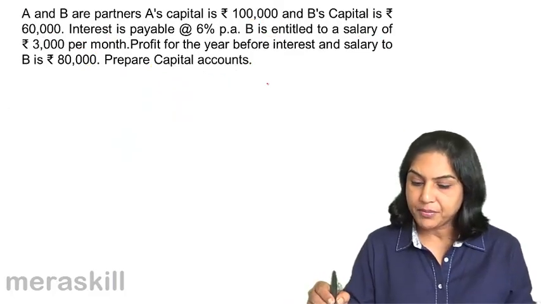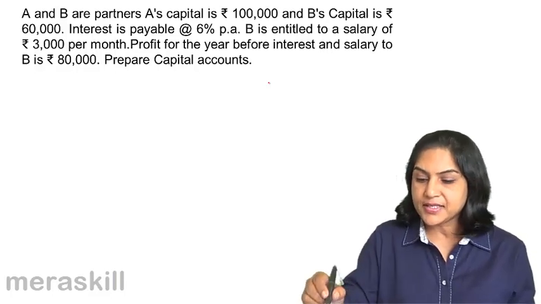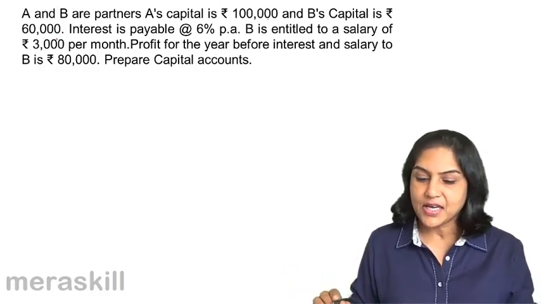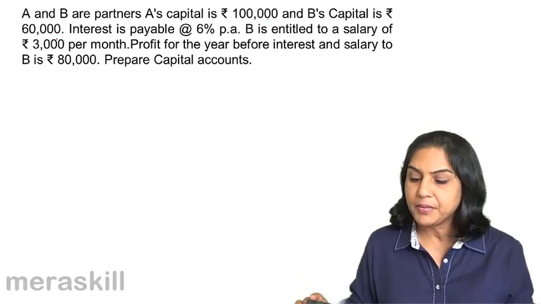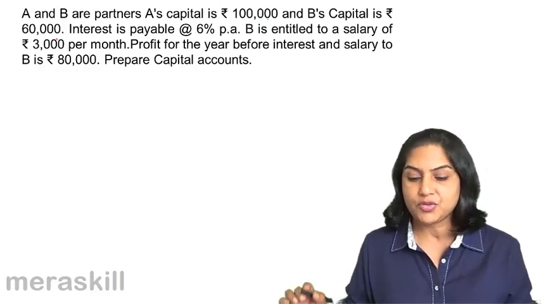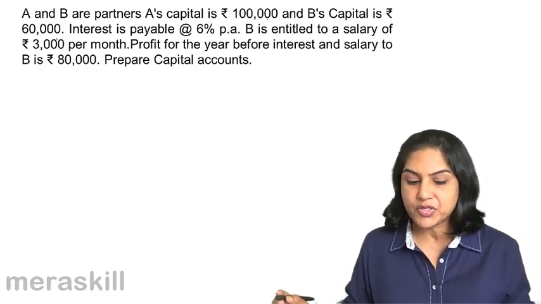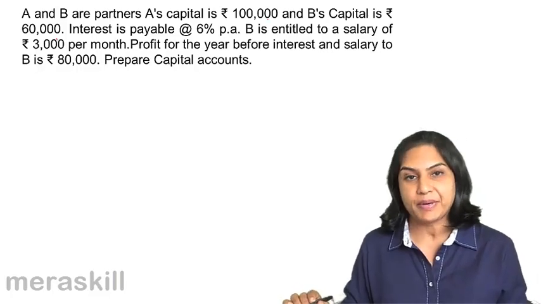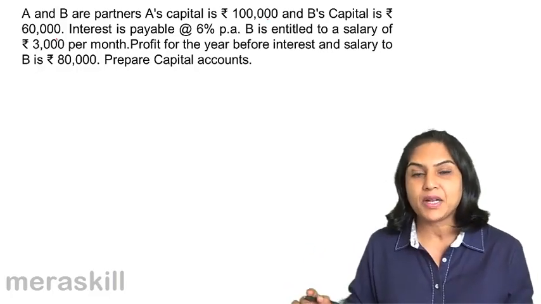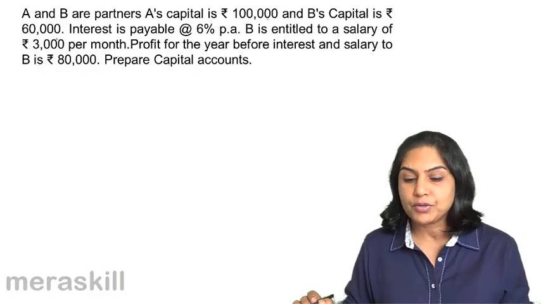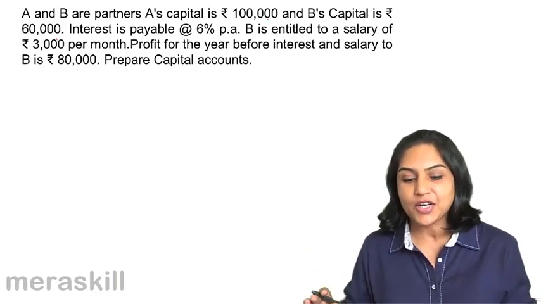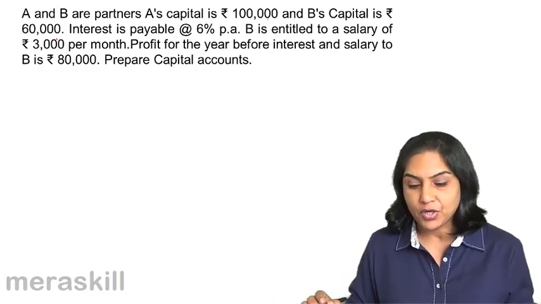This is the same problem. A and B partners, A's capital 1 lakh, B's capital 60,000, interest 6% per annum. B is entitled to a salary of 3,000 per month. Profit for the year before interest and salary is so much. Prepare capital accounts. What would A's capital look like? What would B's capital account look like?